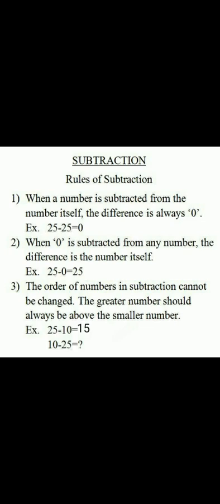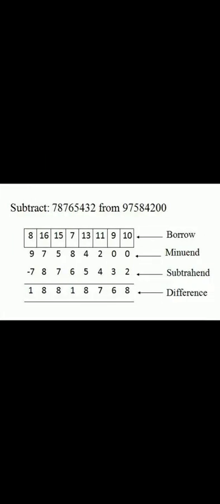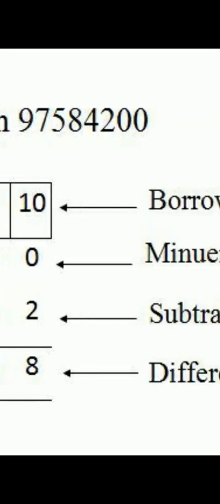Here is a question based on subtraction. Here we have to subtract 7 crore 87 lakh 65,432 from 9 crore 75 lakh 84,200. As the word "from" is written, we will write the number which comes after "from" first, and the first number after this. Again we will start from the last.